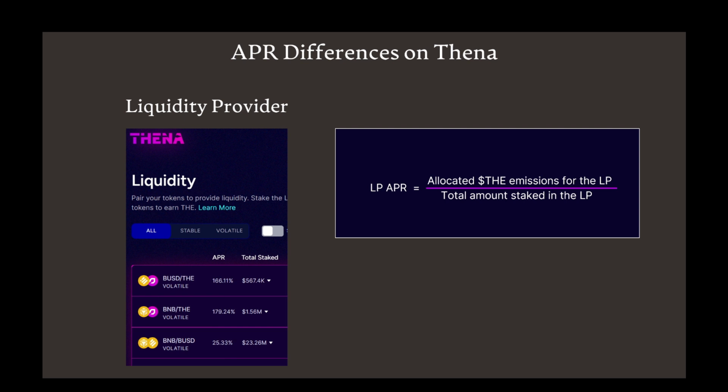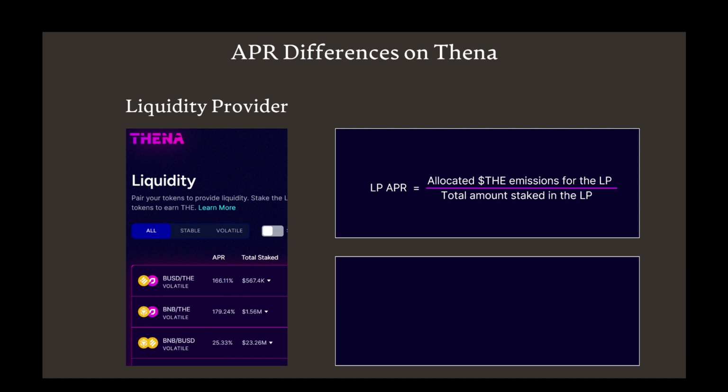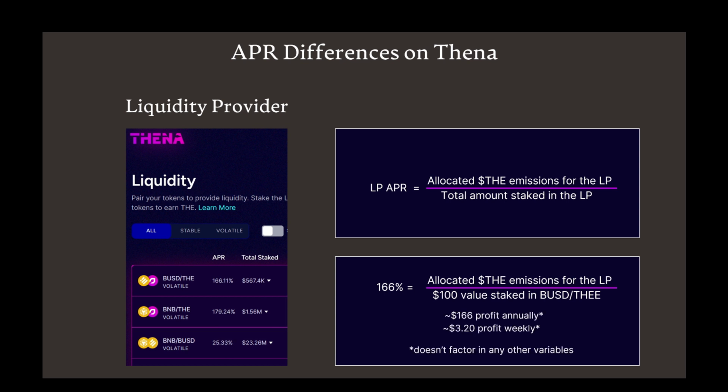I'll walk you through an example. At this point in time, the BUSD pool is providing an APR of 166%. For this example, let's say that you have $100 worth of value staked in the BUSD pool. Excluding factors such as token price changes, the fluctuation in the APR from week to week, etc., this would equate to roughly $166 profit in the tokens annually. Or on a weekly basis, $3.20 in the tokens weekly. Bear in mind that these values can fluctuate quite significantly, so please do your own research before making any decisions.